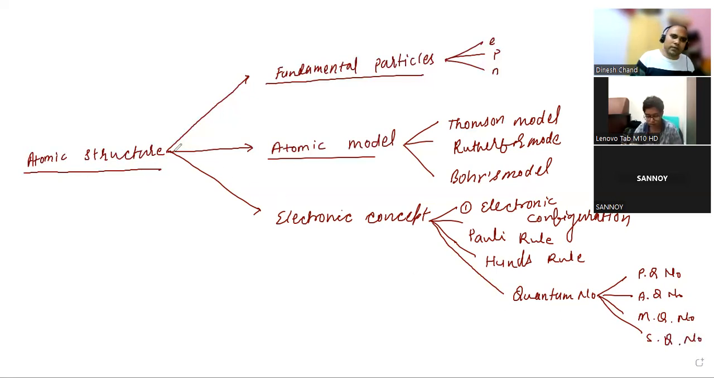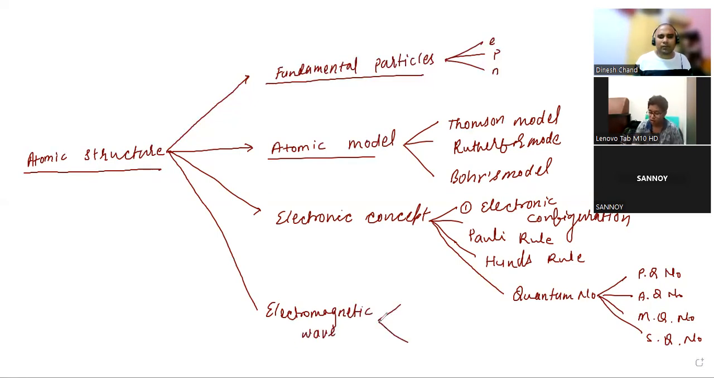Next, electromagnetic wave also comes. If we talk about electromagnetic wave, there are many things we have to study, like wavelength, frequency, and energy. Next is the dual nature of electron, the moving particle we have to study. Then the Heisenberg principle.